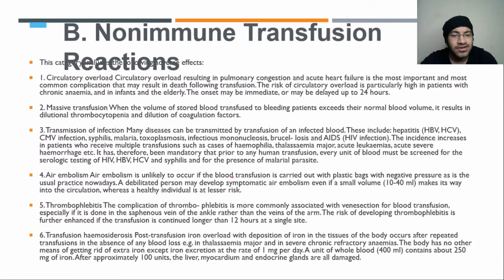Post-transfusion iron overload, with deposition of iron in the tissues of the body, occurs after repeated transfusions in the absence of any blood loss. For example, in thalassemia major and in severe chronic refractory anemias, the body has no other means of getting rid of extra iron except iron excretion at the rate of 1 mg per day, and a unit of whole blood, 400 ml, contains about 250 mg of iron, and after approximately 100 units the liver, myocardium and the endocrine glands are all damaged.